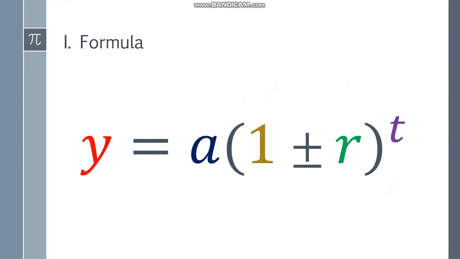Let's start with the formula. So we have y is equal to a times the quantity 1 plus or minus r to the t power. If it's growth, that will be plus. If it's decay, that will be minus.